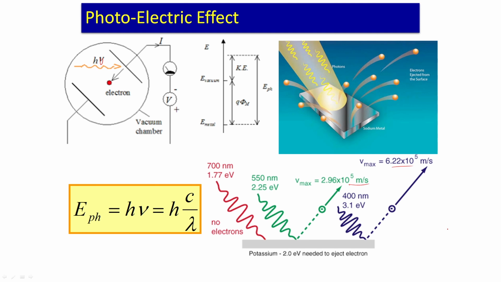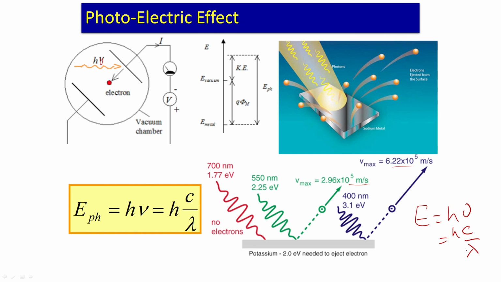So here I am showing you a snapshot of the photoelectric effect. If you allow light of a certain energy, light meaning a light particle, has energy E = h nu, where h is the Planck constant and nu is the frequency. That can also be written as h c by lambda, where lambda is the wavelength. If a certain energy of light falls on potassium, whether it will be able to eject an electron or not depends on the energy.